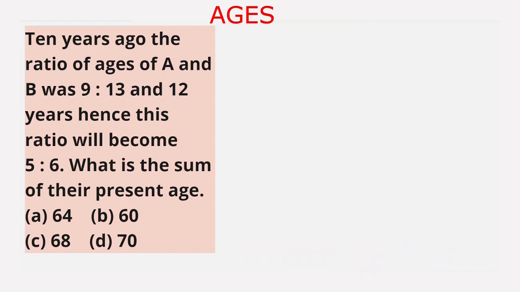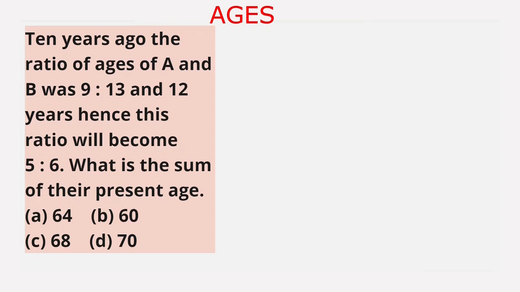We can solve this question within 30 seconds orally. I give you the trick. It is given that 10 years ago, the ratio of ages of A and B was 9:13, and the sum of this ratio comes out to be 9 plus 13 equal to 22. Now from the given options, if we subtract 10 years for A and 10 years for B, that is 20 years, and that result must be divisible by 22, then that will be our answer.